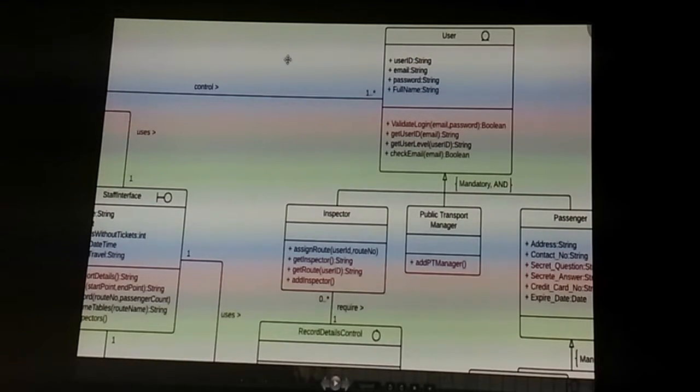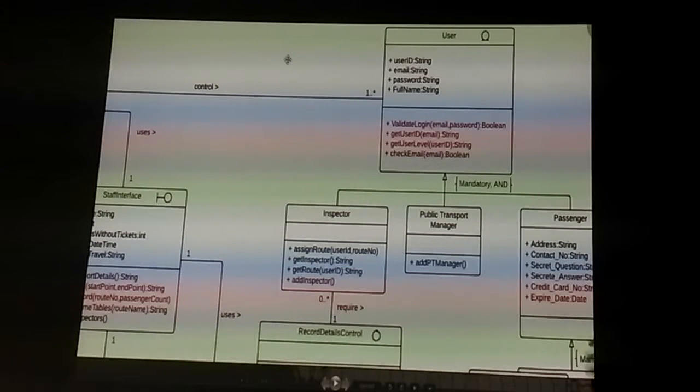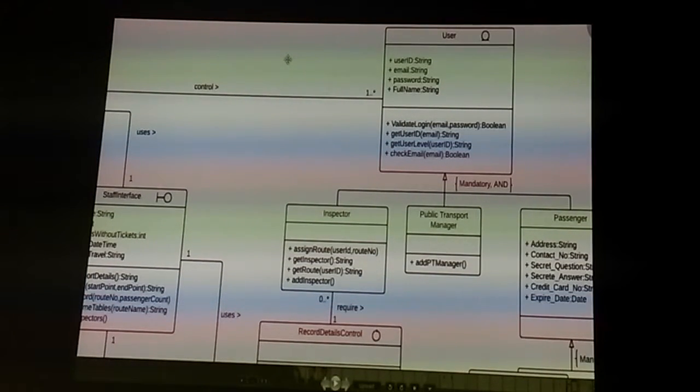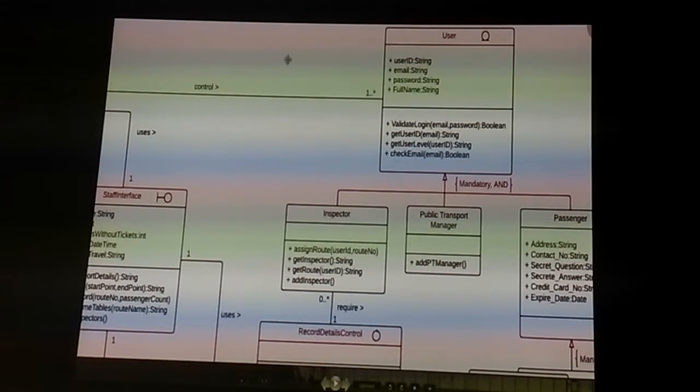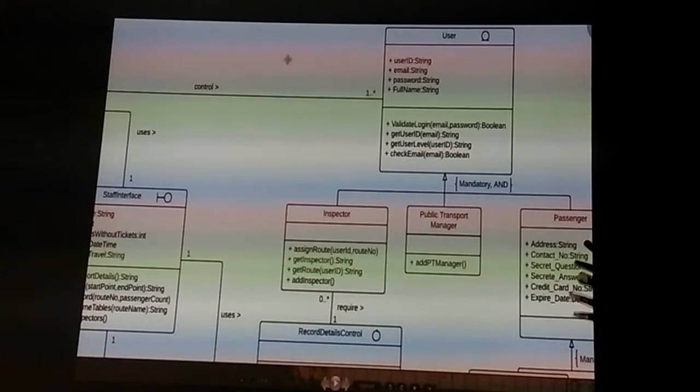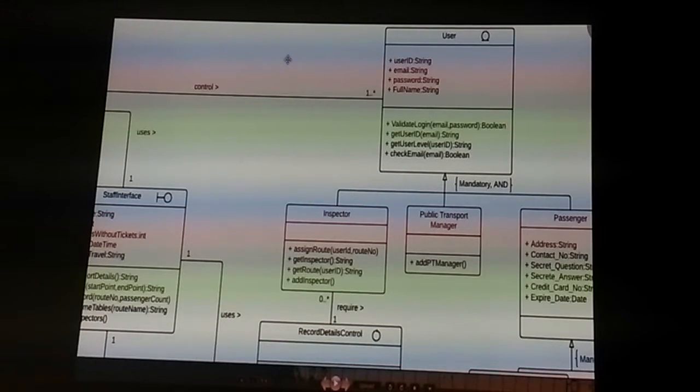In our system, we have three major users: inspectors, public transport manager, and passengers. Those three types of users have special attributes and special methods, and also common attributes and common methods. Therefore, we decided to use a hierarchy. Then we use a user class as the super class. The user ID will be automatically created when the user registers in the system. Then email and password help for the login purpose.